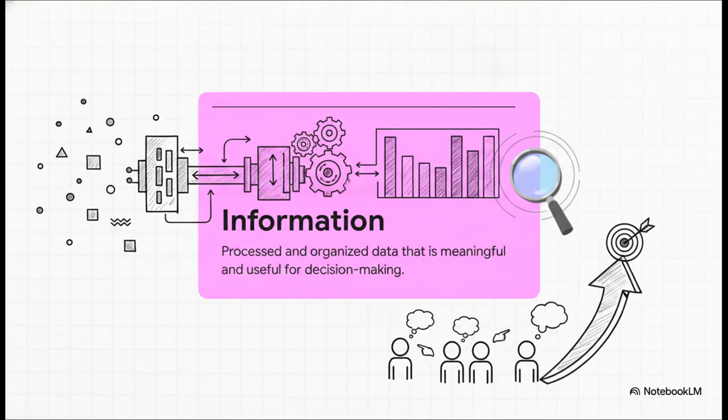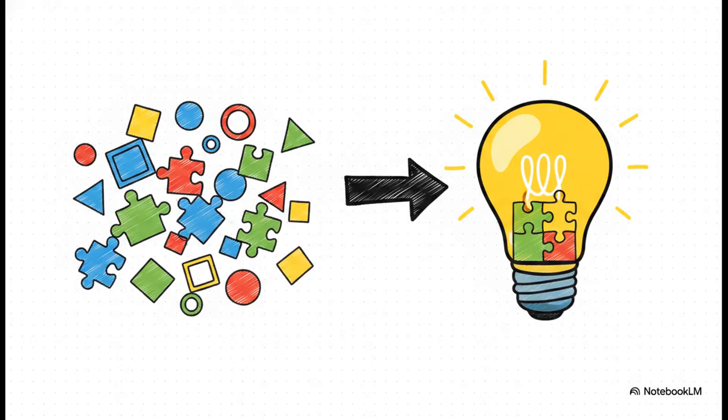Now, let's contrast that with information. Information is processed and organized data that is meaningful and useful for decision-making. Processing is where the magic actually happens. It takes those random facts, organizes them, and gives them a real purpose. Information is what actually allows us humans to make smart decisions. This is that true aha moment.